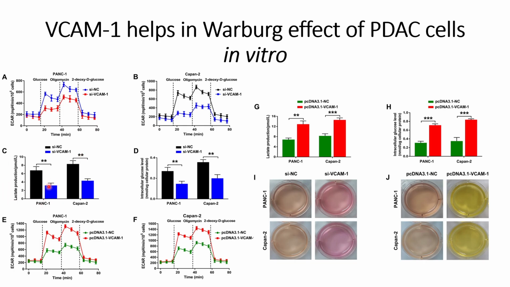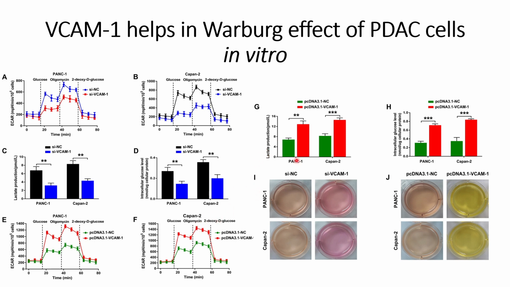We can see that in PANC1 and KPN2, the lactate produced is significantly lower than in the control case, and we observed the same results for the intracellular glucose level in the PANC1 and KPN2 cells. On the contrary, when they upregulated or overexpressed VCAM-1 using pcDNA 3.1 VCAM-1 in the PANC1 and KPN2 cell lines, they saw an increased extracellular acidification rate. It can be seen from the Seahorse XF analyzers for the PANC1 and KPN2 cell lines.